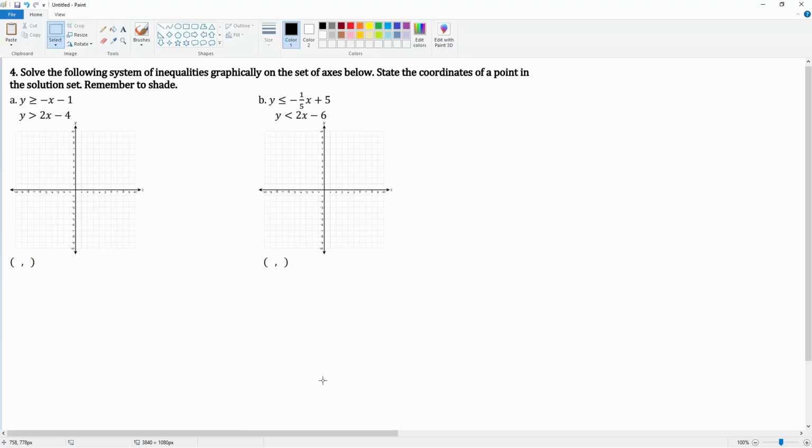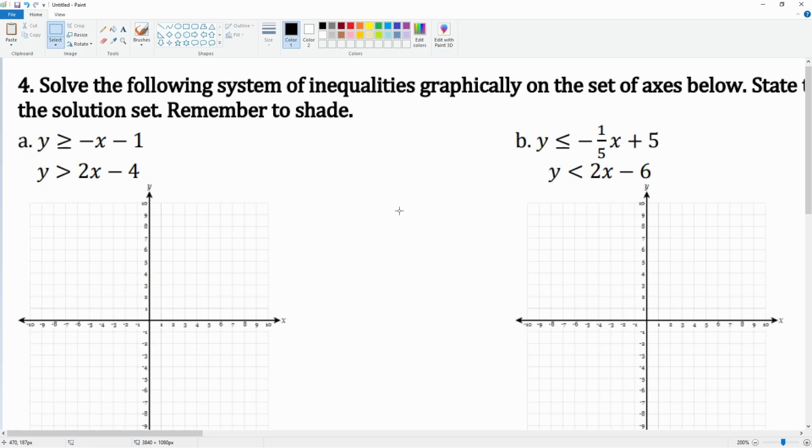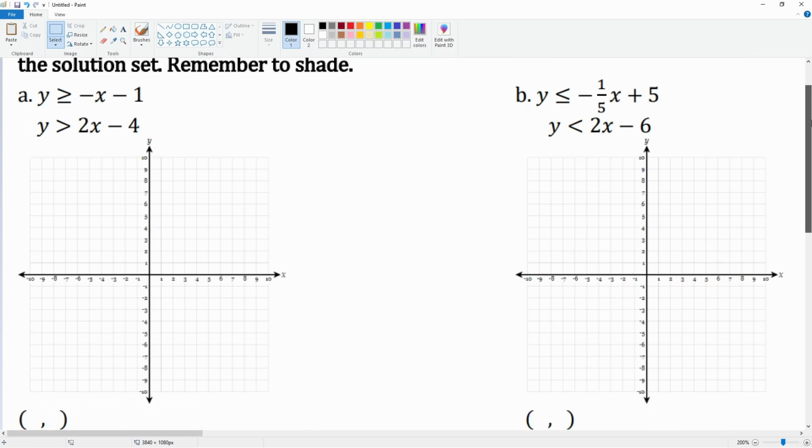Number 4, we're going to solve the following system of inequalities graphically. On the set of axes below, state the coordinate of a point in the solution set. Remember, please shade. The reason why we need to shade is because these are all inequalities. So let's start by graphing A.